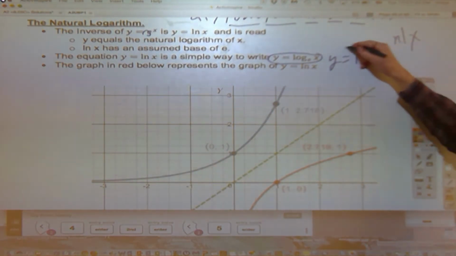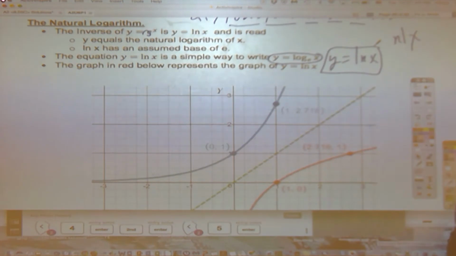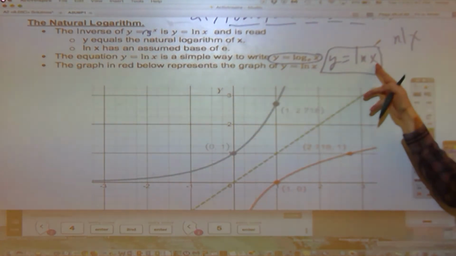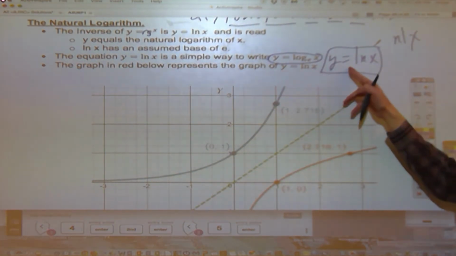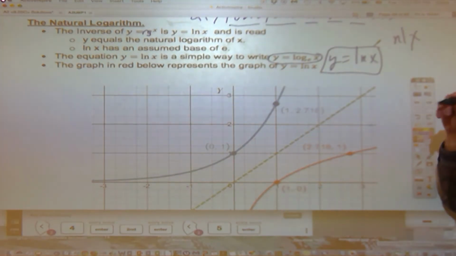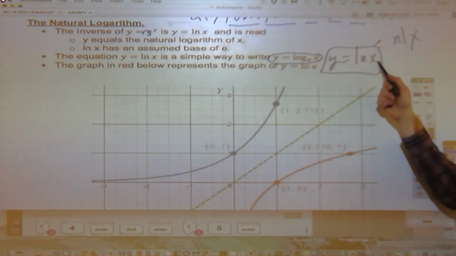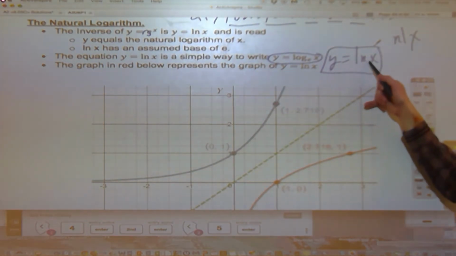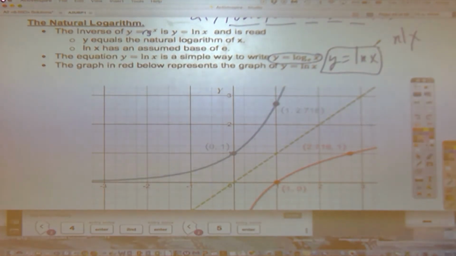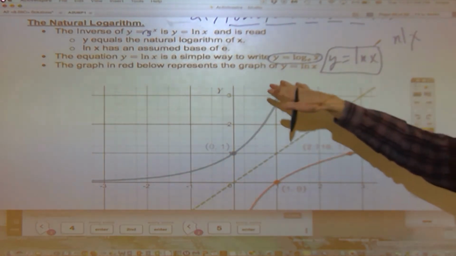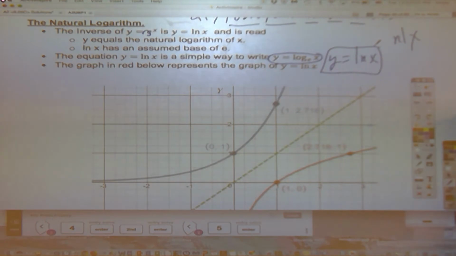When I say go, I'd like you to say out loud and in unison: ln x stands for natural log of x. Ready? Go. ln x stands for natural log of x. Okay, so ln x is log base e of x.